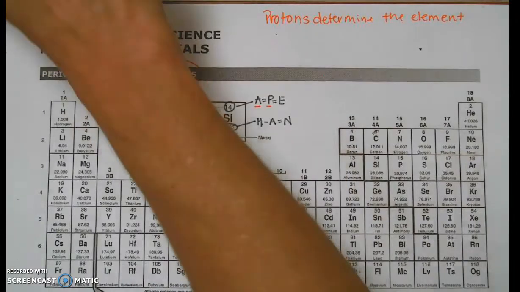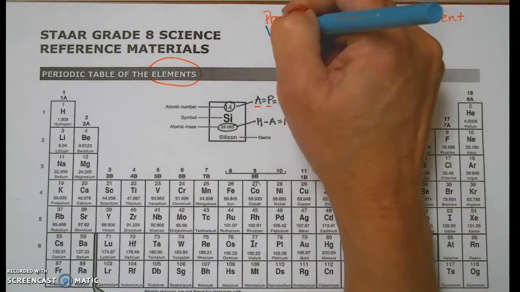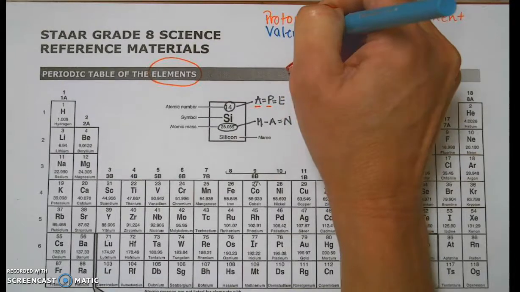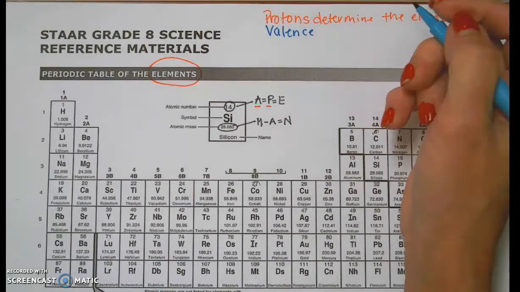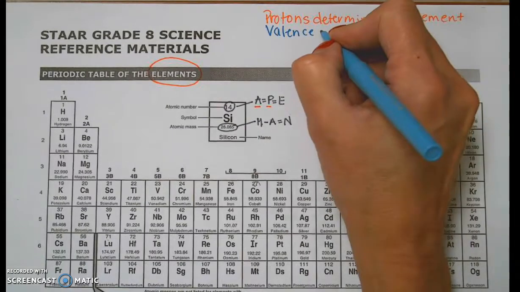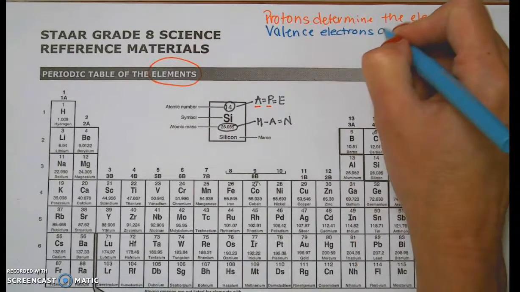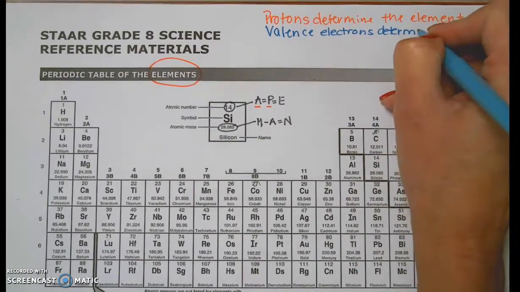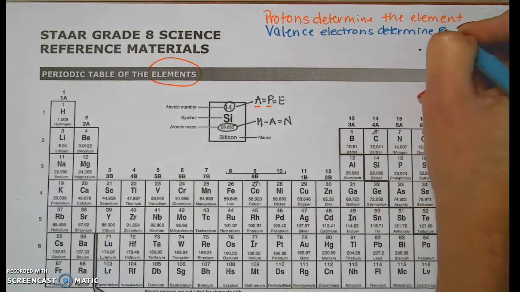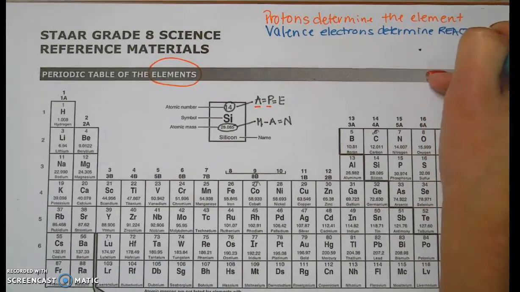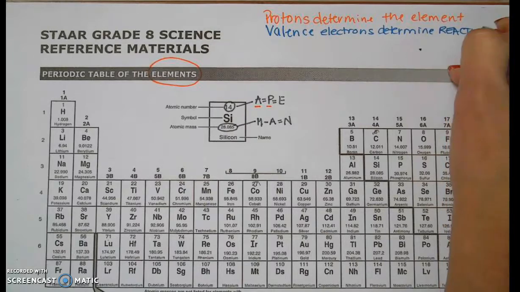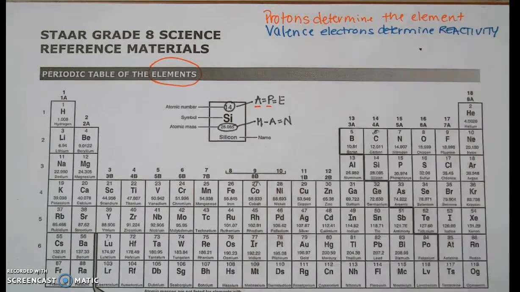On the other hand, we also know that the valence electrons are a little different. The valence electrons, remember, those are the outermost electrons of an element. So the valence electrons determine reactivity. In other words, they determine how an element will bond or react with another element. Okay, so let's look at where we're going to find all this information.